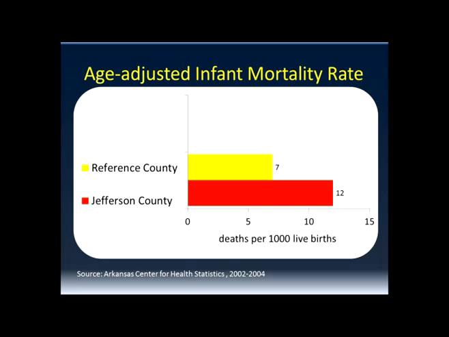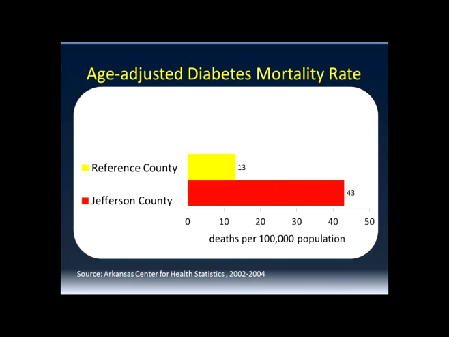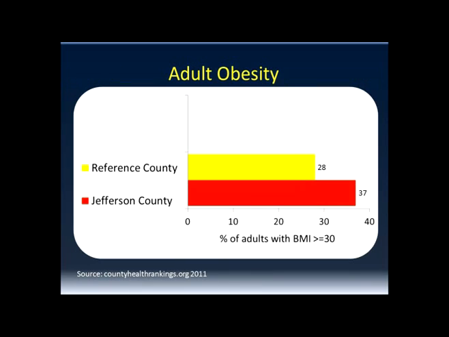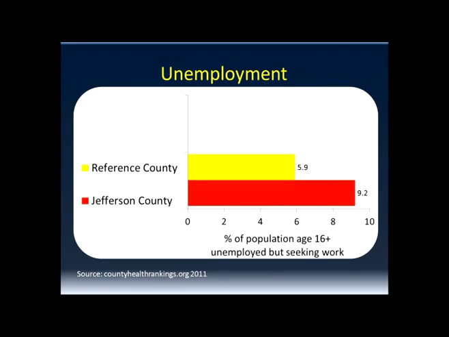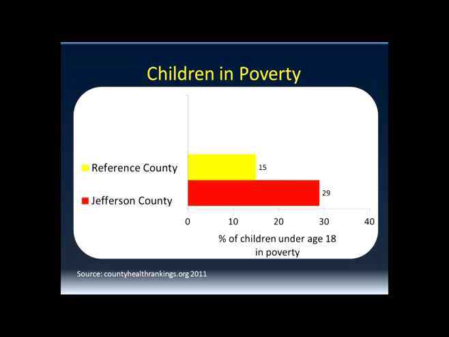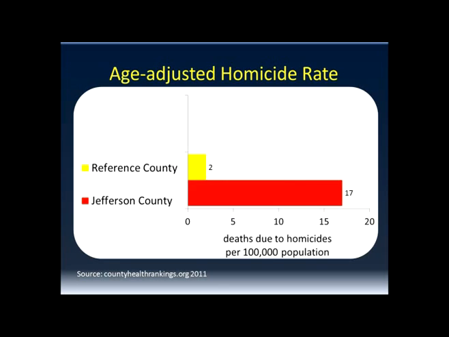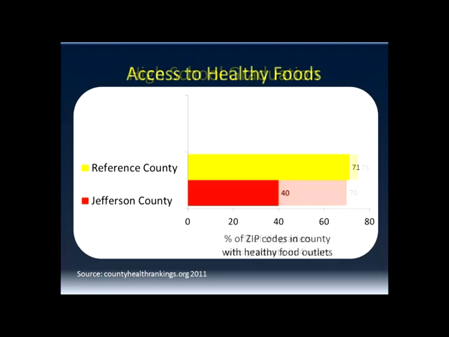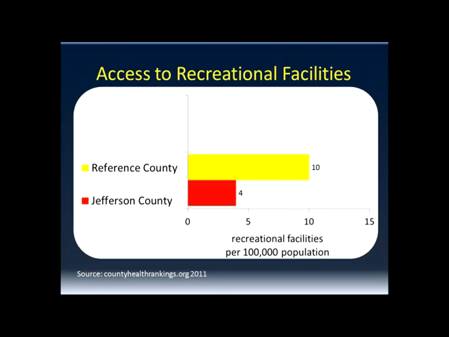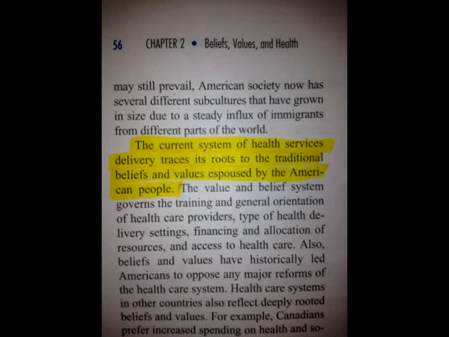So we can look at all these mortality rates, but we don't just have to look at health outcomes, right? We can look at health status. We can look at behavior. So really we can look at any of the health determinants that we've talked about so far in terms of disparities. So it's a pretty simple concept, right? Until you try to explain why it exists or try to do something about it. The book says that our current system of healthcare delivery traces its roots to the traditional beliefs and values espoused by the American people.